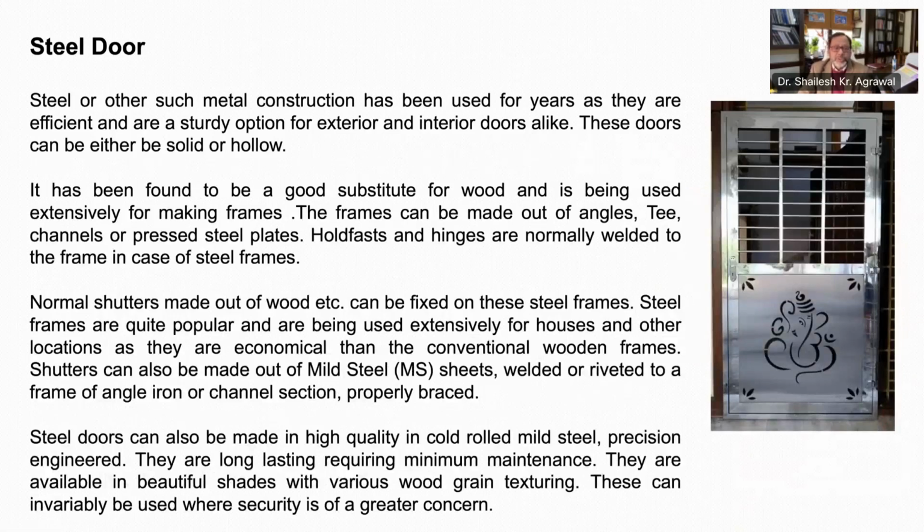Steel doors are a good substitute for wood and are being used extensively for making frames. The frames can be made out of angles, T or channel, or it can be pressed steel plates. Hold fasts and hinges are normally welded to the frame in the case of steel frames. Normal shutters made out of wood can be fixed to these steel frames as well. Shutters can also be made out of mild steel sheets welded or riveted to a frame of angle iron or channel section, and it can be properly braced.